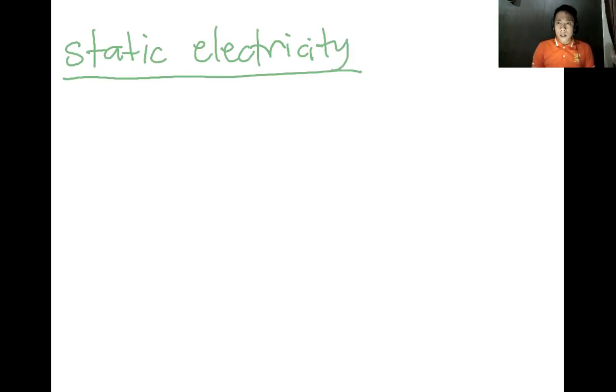So to deeply understand this one, for example, I have here a person. A person's body sometimes has an imbalance. How does it happen? For example, you rub your hands.